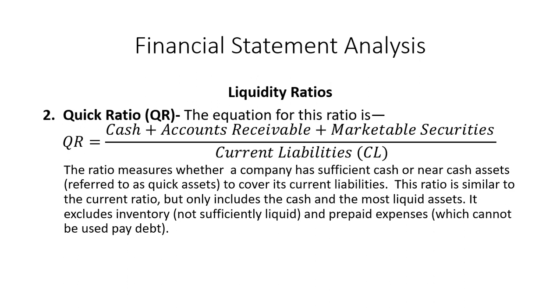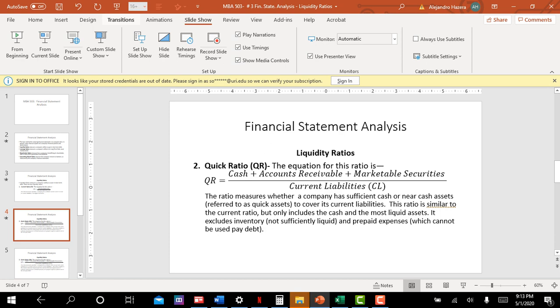Okay, so if you read my description, it says this ratio measures whether a company has sufficient cash or near cash assets, referred to as quick assets, to cover its current liabilities. This ratio is similar to the quick ratio. They both have the same denominator, current liabilities, but the numerator only includes cash and the most liquid assets. It excludes inventory because inventory is not sufficiently liquid, and prepaid expenses because you can't use an expense that you paid in advance to pay off current liabilities. Prepaid expenses, by the very concept, cannot be used for that purpose.